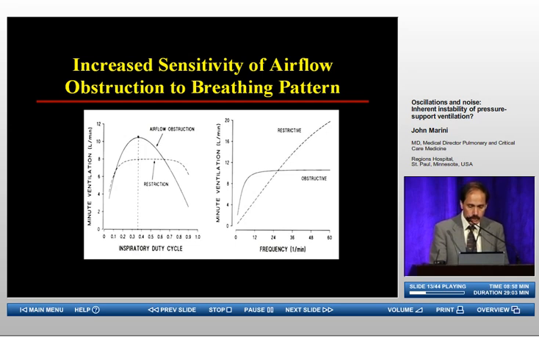And when we talk about frequency, as frequency goes up in restrictive disease, minute ventilation tends to follow. In obstructive disease, because of the generation of auto PEEP, tidal volume declines as frequency increases, and minute ventilation comes to a plateau rather quickly.